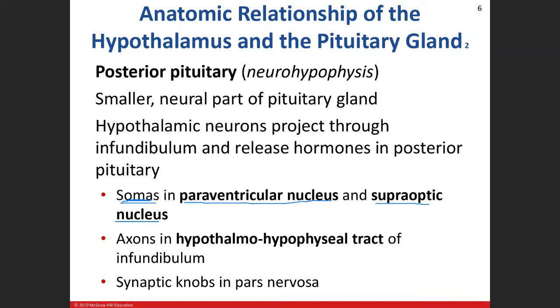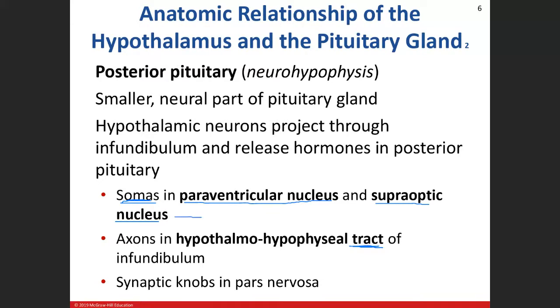So both of these nuclei will have neurons projecting from them down through the infundibulum, and they're going to travel in this, remember this term, a tract? If you remember, a tract is a bundle of axons in the central nervous system. A bundle of axons in the central nervous system.